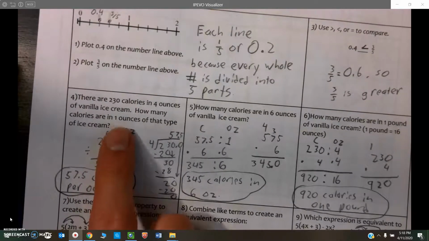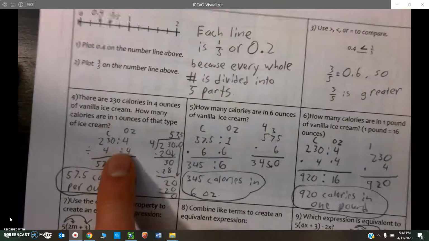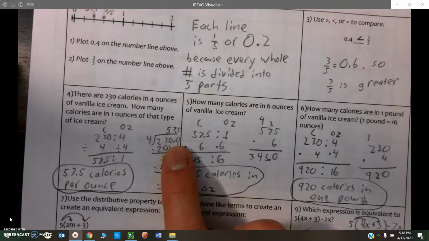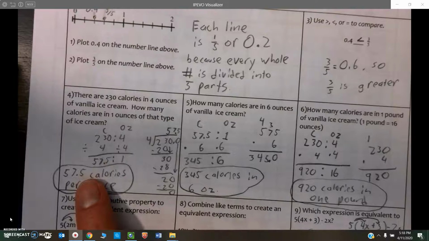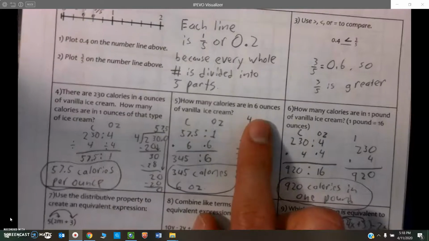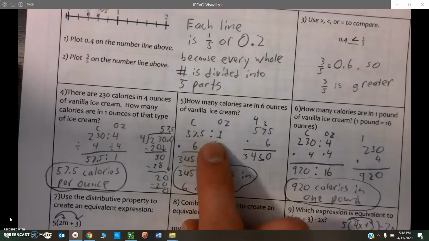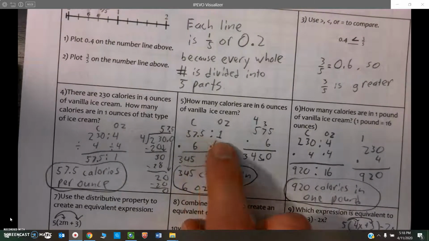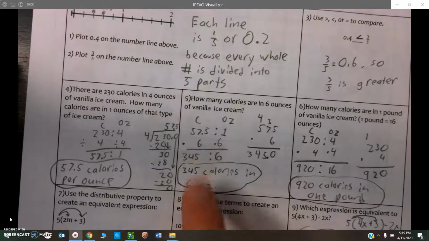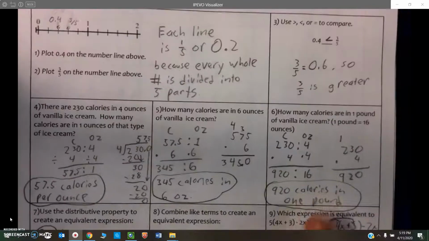And we want to turn the ounces into 1, so we're going to divide by 4. And over here you can see the work that I did to do that. And I got 57 and 5/10 calories per ounce, or for 1 ounce. In number 5, I had to find 6 ounces. So I took that unit rate of 1 ounce, and then I was able to scale back up to find 6 ounces and got 345 calories.